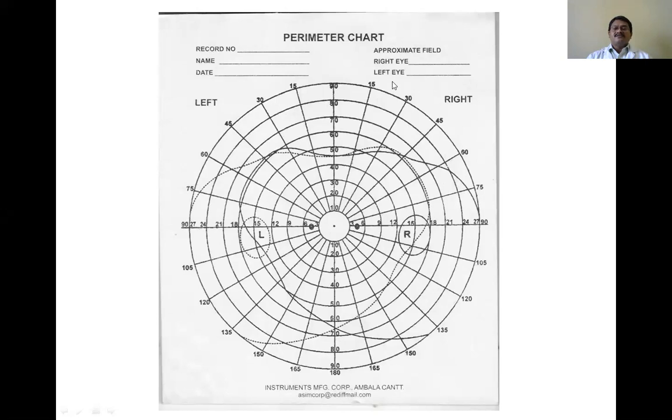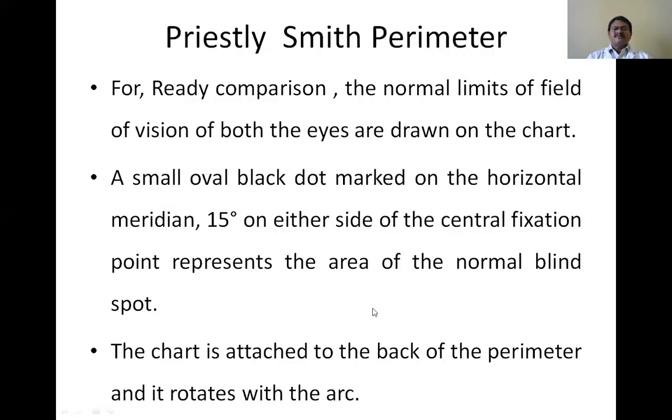These are the isopters. This is the fixation point, and this corresponds to the place where you have to mark these things, and you have to mark the blind spot also. This is the chart. The Priestley Smith chart is used for the radius comparison.